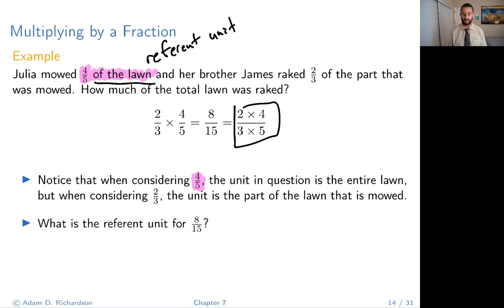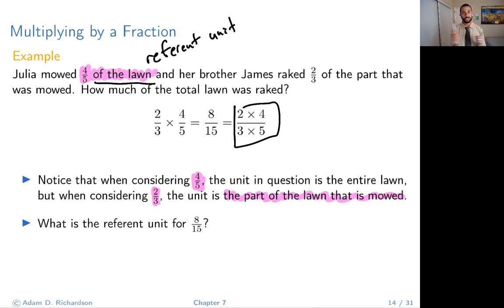But when we were talking about the quantity 2/3, the referent unit is the part of the lawn that was mowed. So the referent unit changed. And that's something that you want to keep in mind. And that's going to help us a lot in chapters 8 and 9. Trust me about that. You'll see. Actually, you don't have to trust me. You'll just see. The referent unit is critical for these types of problems because the referent unit will change oftentimes within a problem.